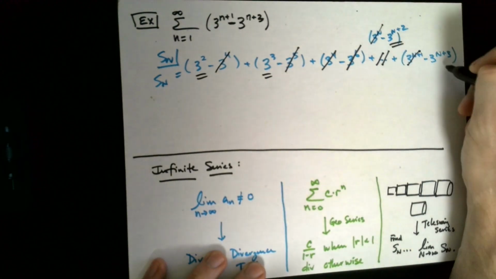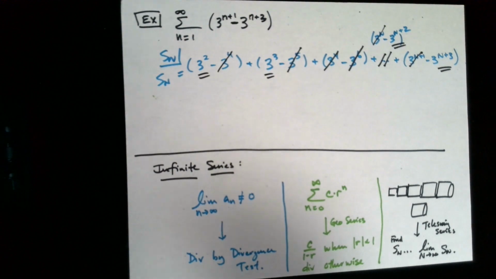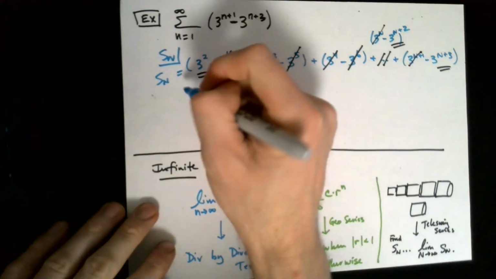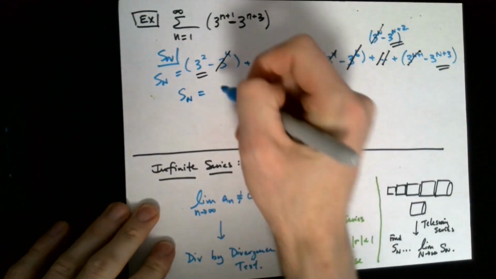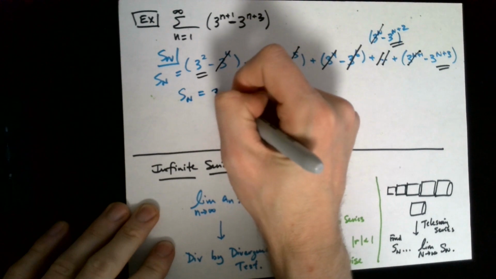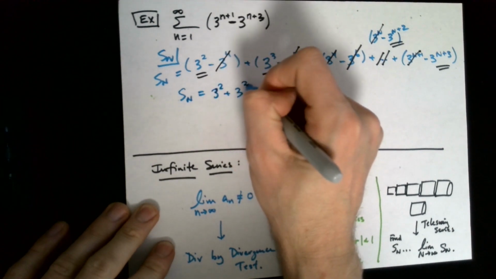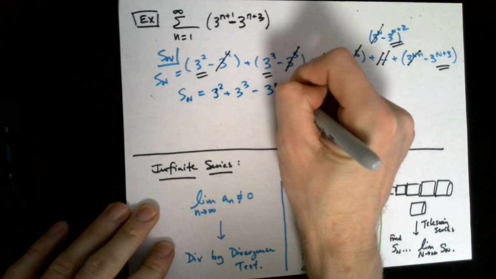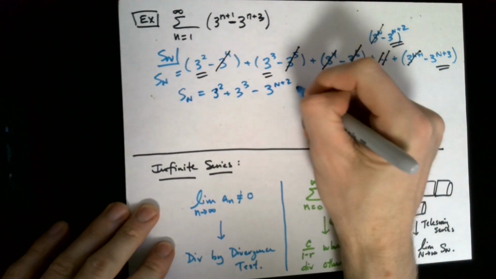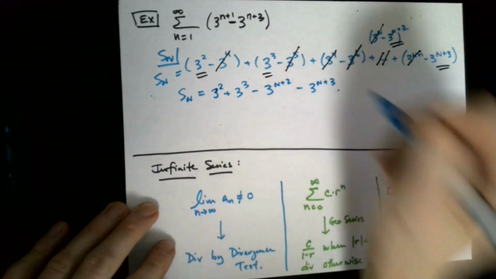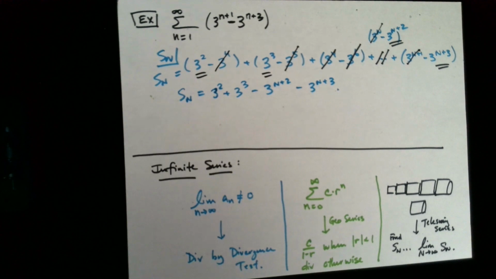And as a result, just like the two numbers that appeared in the front of our series that didn't cancel, we'll have two numbers in the back of our series that don't cancel. So when we add up the first n numbers, we get 3 squared plus 3 cubed minus 3 to the n plus 2 minus 3 to the n plus 3. Right, so now what do we need to do? To compute whether or not this series converges, we need to evaluate the limit of that expression.